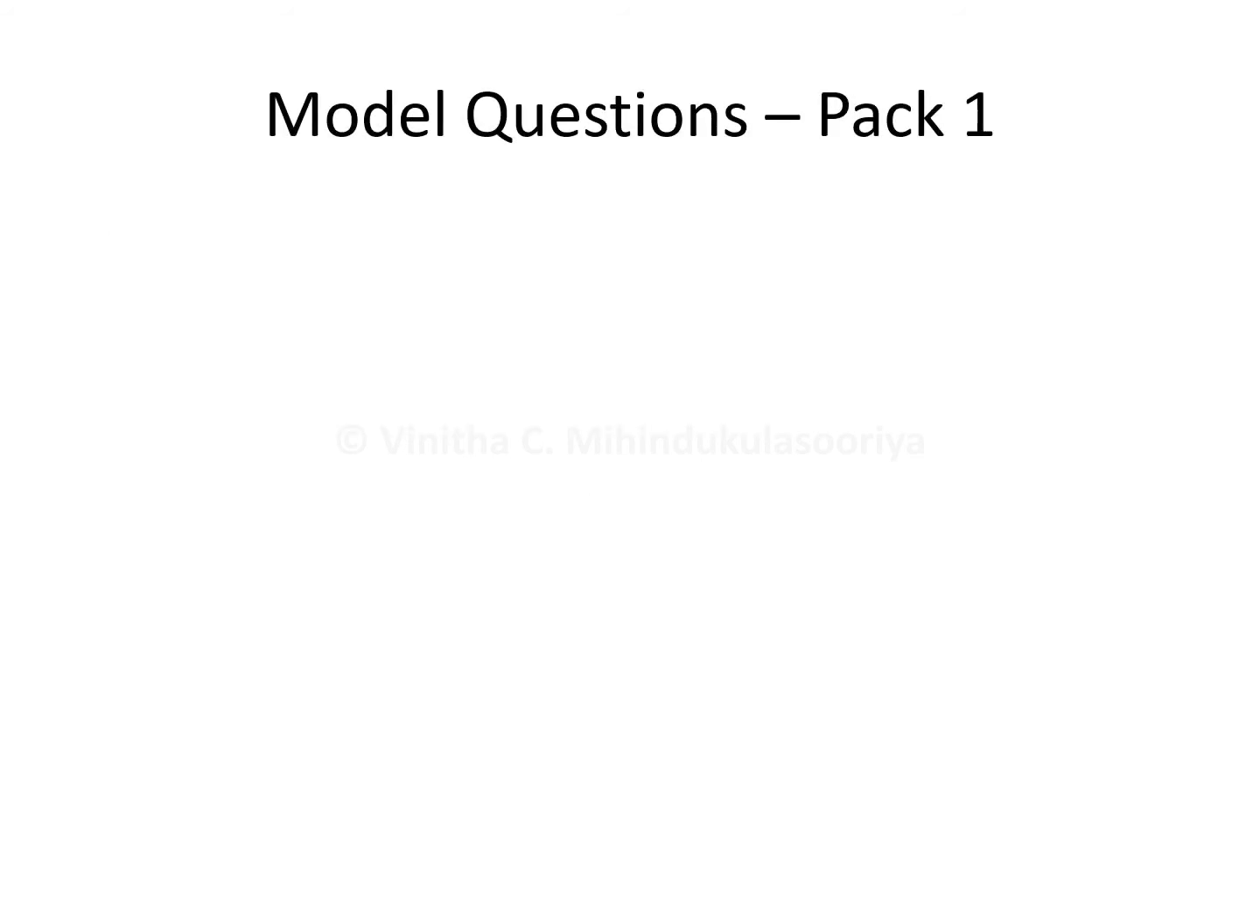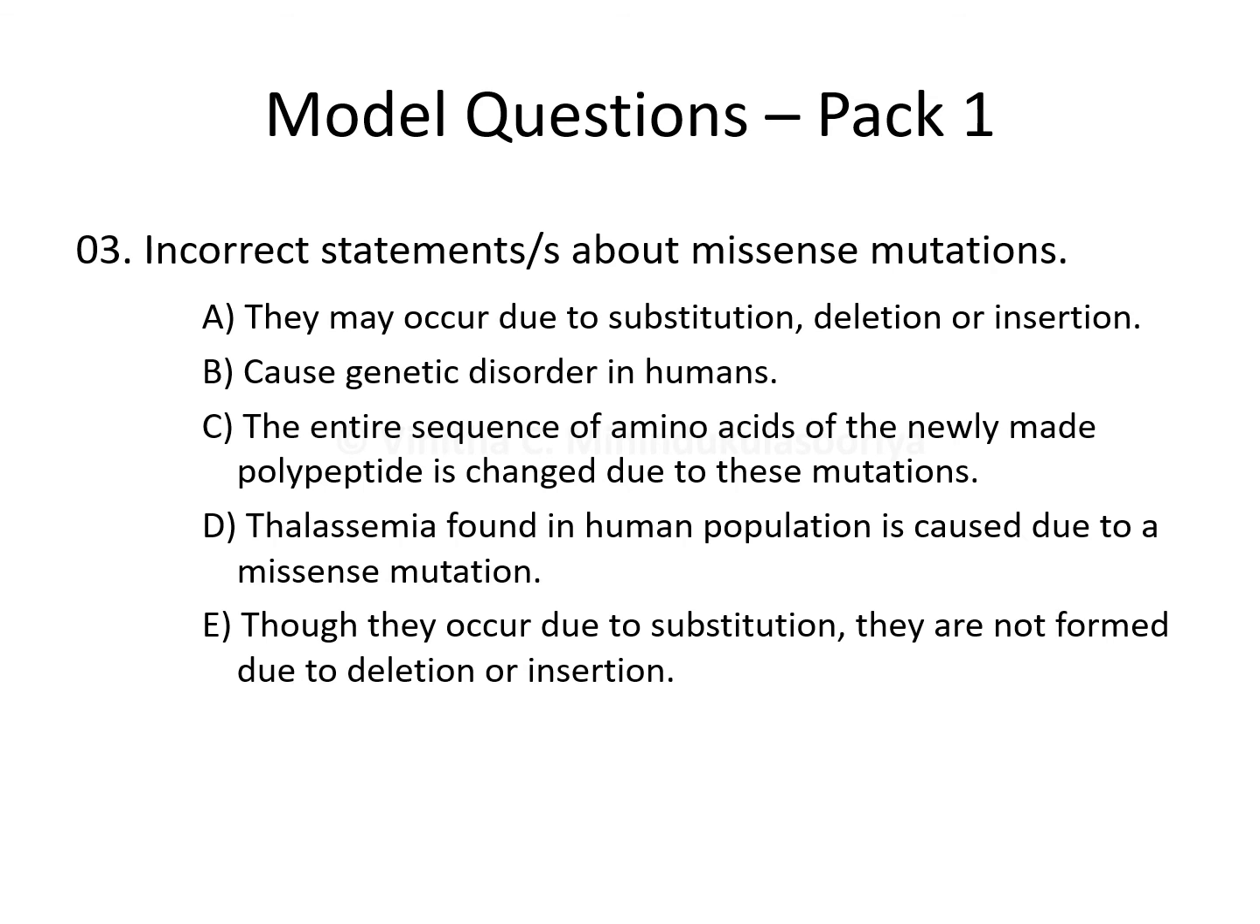Question number 3. Incorrect statement or statements about missense mutations. A. They may occur due to substitution, deletion, or insertion. B. Cause genetic disorders in humans. C. The entire sequence of amino acids of the newly made polypeptide is changed due to these mutations. D. Thalassemia found in human population is caused due to a missense mutation. E. Though they occur due to substitution, they are not formed due to deletion or insertion.